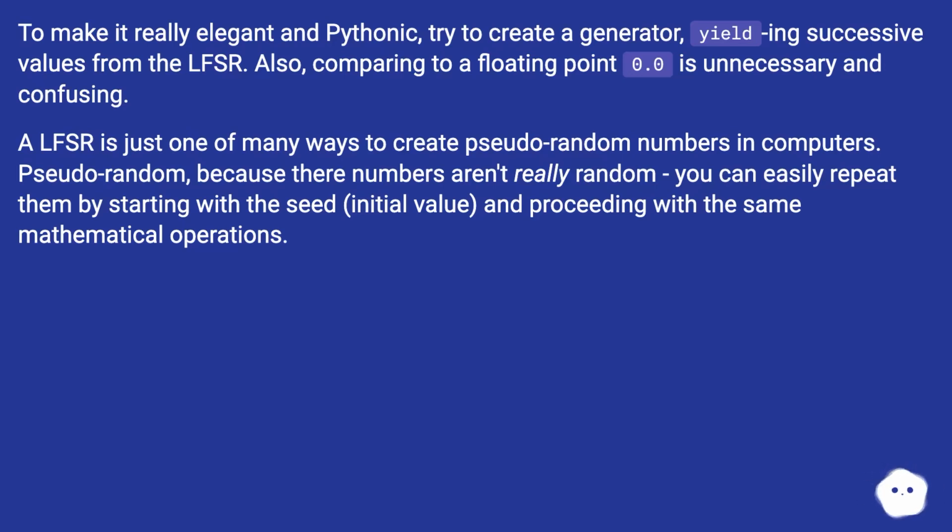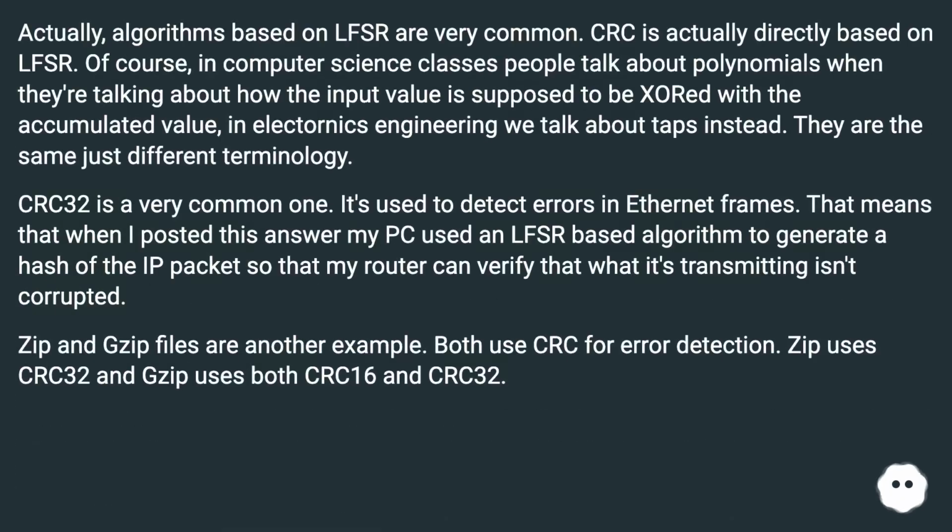A LFSR is just one of many ways to create pseudorandom numbers in computers. Pseudorandom, because their numbers aren't really random, you can easily repeat them by starting with the seed, initial value, and proceeding with the same mathematical operations. Actually, algorithms based on LFSR are very common. CRC is actually directly based on LFSR.